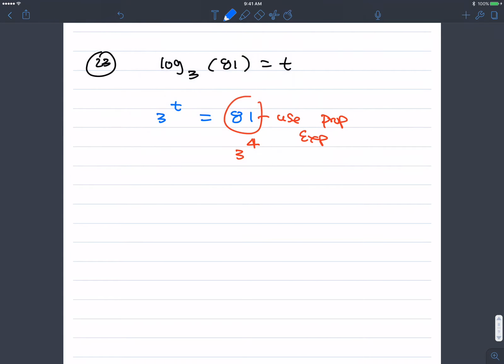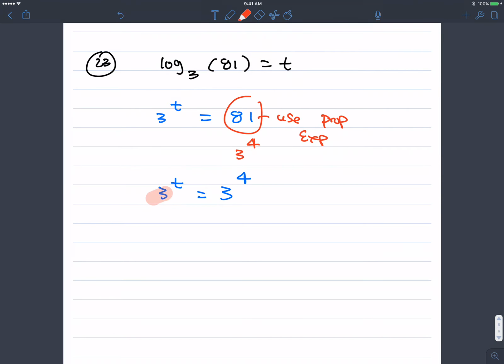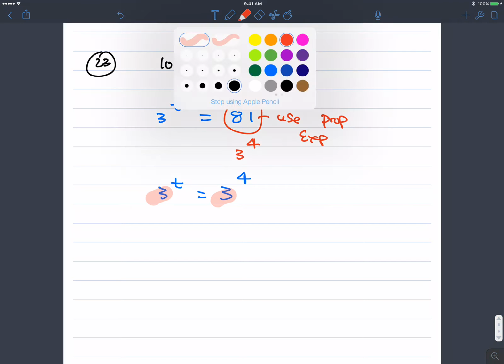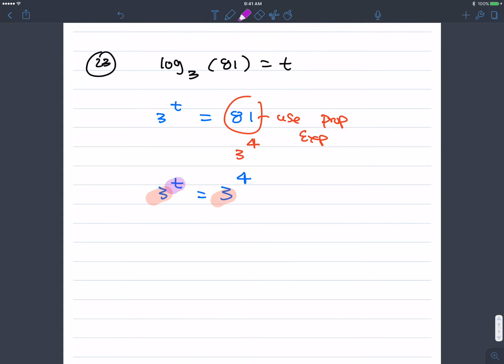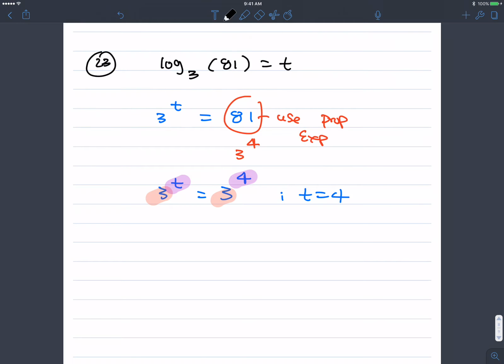So what we have now, 3 to the t power becomes 3 to the fourth power. Same base. That means the powers have to be equal. That means t is the value 4. So I can now go back and replace. T is 4. Let's replace our t now with the value 4.